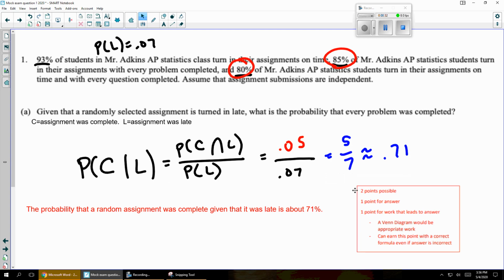On number 1, we've got 2 points possible, so go through and give yourself a grade for each of these parts according to the rubric that's here. 1 point for this answer, that 0.71 or 5/7, and 1 point for work that leads to that. So we don't want any naked answers, just numbers floating there. You could have a Venn diagram. You could have a correct formula where you've screwed up some numbers and you could get the point for the work but not a point for the answer.